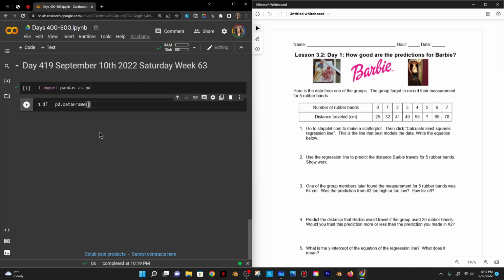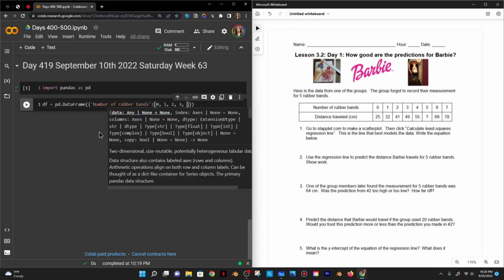The first thing you would want to pass is a dictionary, and a dictionary has a key and value. The key would be, in this case, the column name, so that would be the number of rubber bands, and then the value would be a list of the values. So that would be 0, 1, 2, 3, 4, 5, 6, and 7.